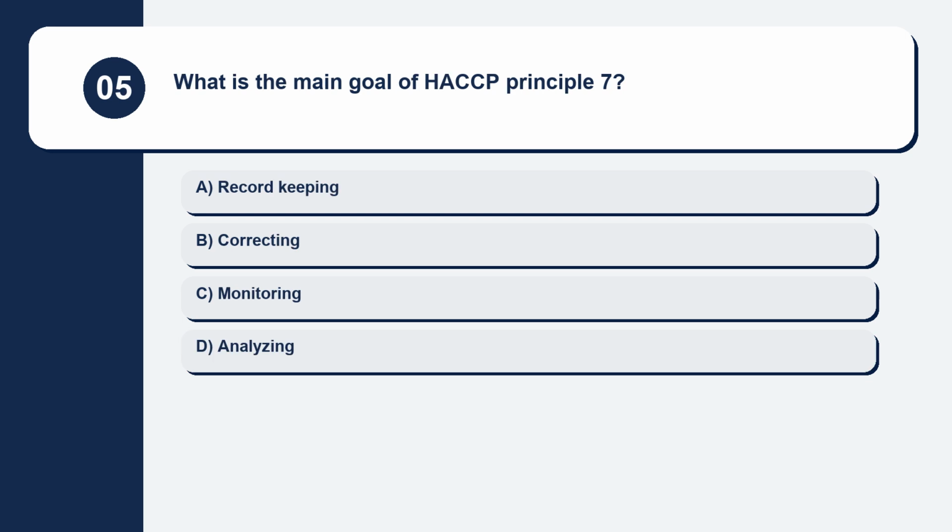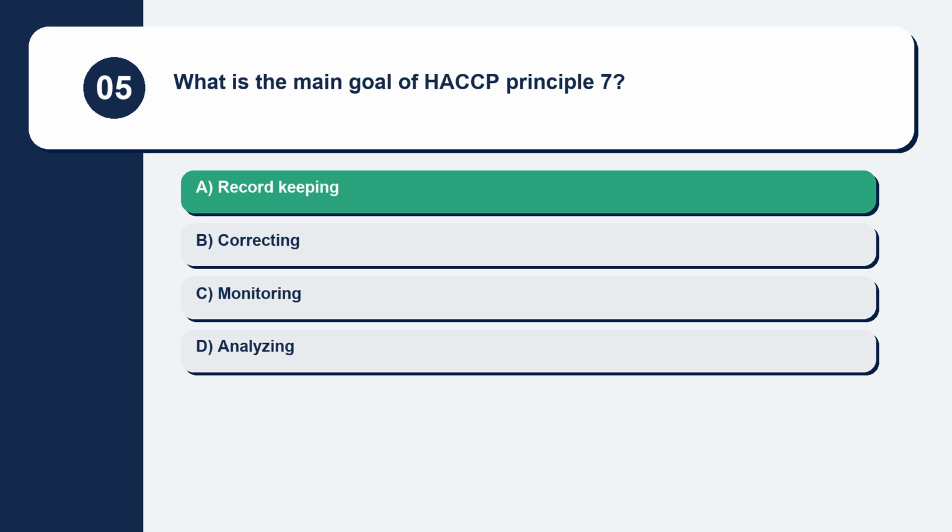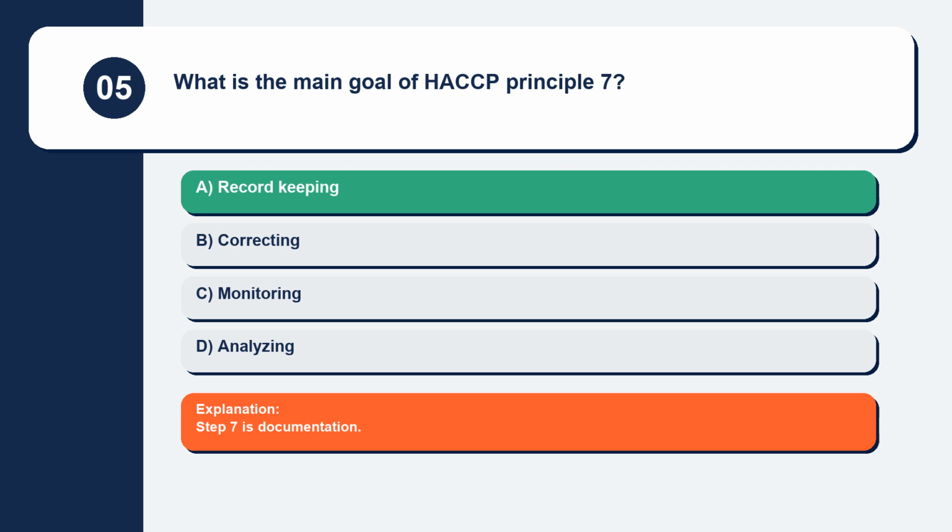Question 5. What is the main goal of HACCP Principle 7? Record keeping, correcting, monitoring, analyzing. Step 7 is documentation.